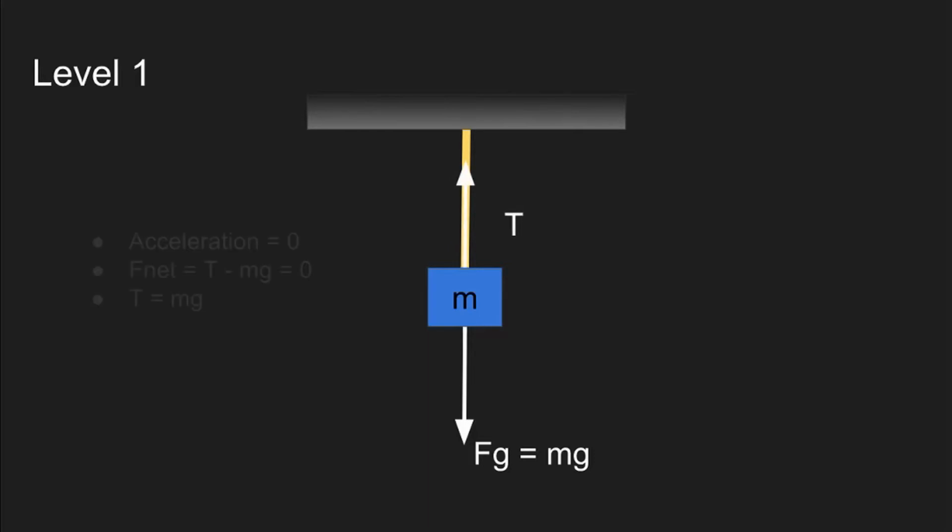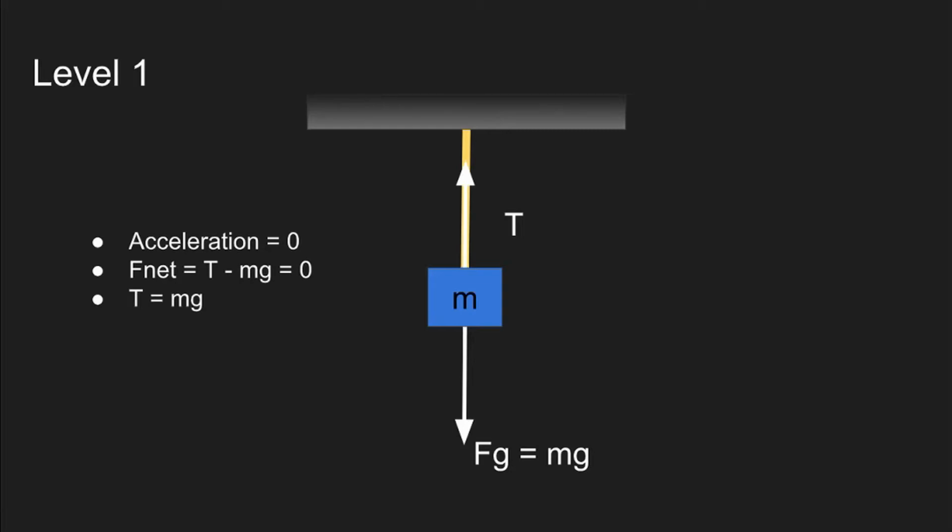So acceleration is going to equal 0. F net is going to be T minus mg. Mg is negative because it's going downward, and that's the frame of reference we should be working in by default. So T minus mg is going to equal 0 because F net is equal to 0. You can just rearrange the terms: T is going to equal mg.